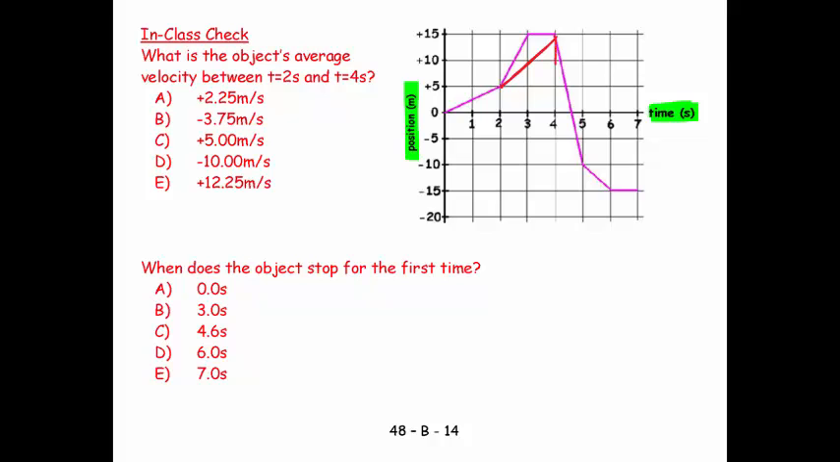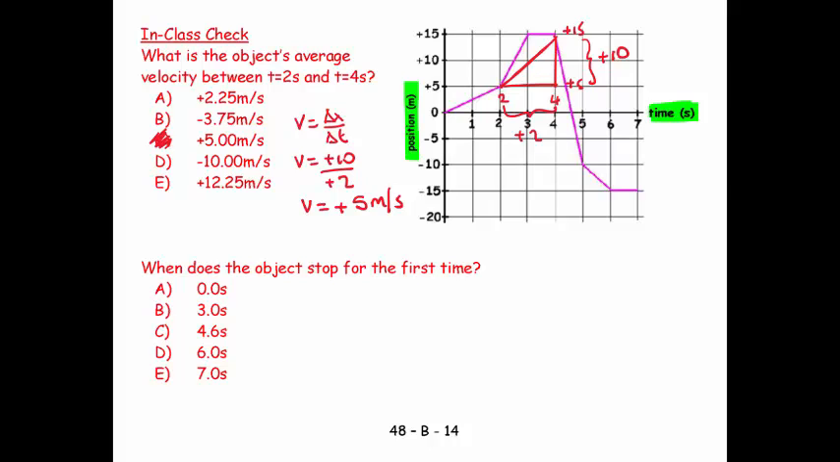The value is the rise over the run, and this is plus 15 and this is plus 5, so that's plus 10. And this is 4 and this is 2, so that's plus 2. So the velocity is going to equal my rise over my run. My velocity equals plus 10 over plus 2, my velocity equals plus 5 meters per second. Answer C on that one.